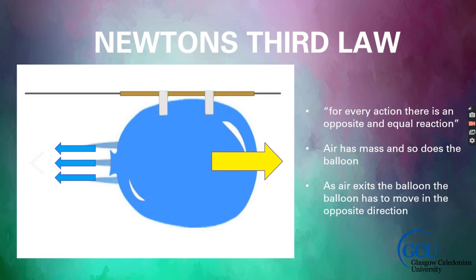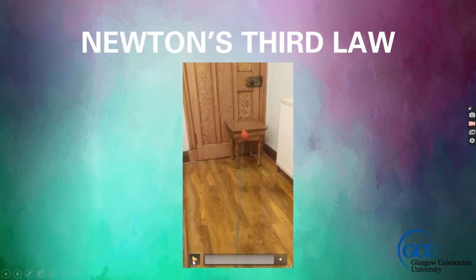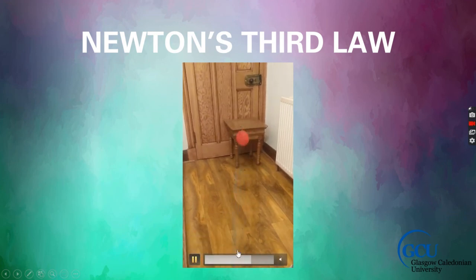This is shown by the diagram, where the blue arrows is the air being forced out of the balloon, and the yellow arrow shows the direction of the balloon travelling in the opposite direction. And here you can see the experiment set up and how the balloon travels in one direction due to the air being forced out. It's quite a short one there, I'll play it again.